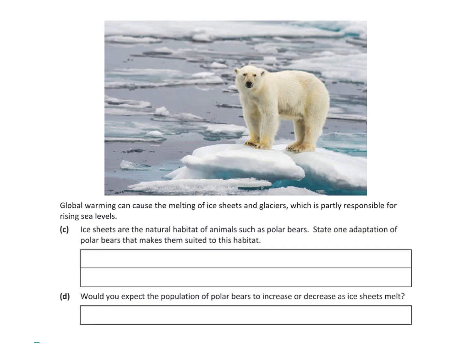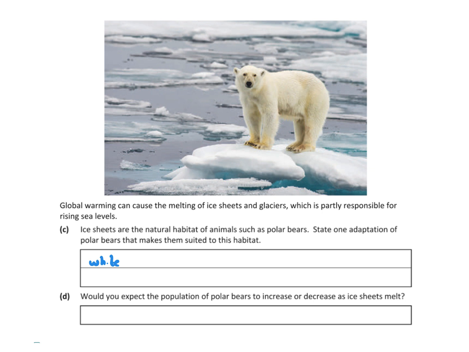So an exam question based off of adaptations. It says here that global warming can cause the melting of ice sheets and glaciers, which is partly responsible for rising sea levels. Ice sheets are the natural habitat of animals such as polar bears. So state one adaptation of polar bears that make them suited to this environment. So again, we have a couple of different examples here that we can use. So one of them is they're white.